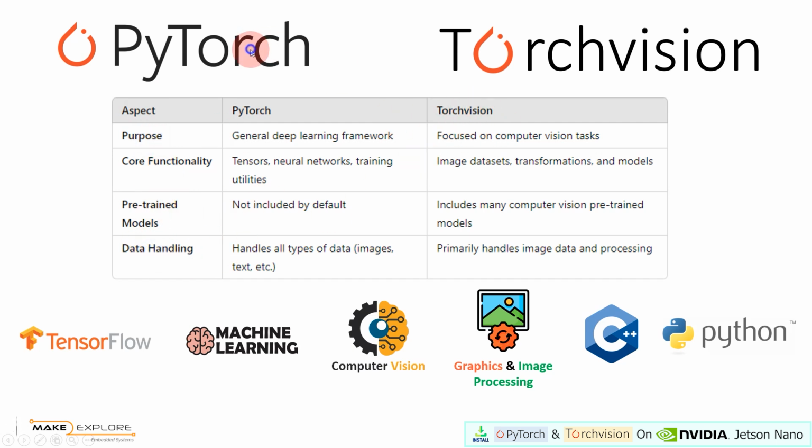Let me explain this in brief. So, Pytorch is a general deep learning framework, whereas Torchvision is focused on vision-based tasks. Pre-trained models are not included in Pytorch by default, but Torchvision includes many computer vision pre-trained models. In a nutshell, while Pytorch is a general-purpose deep learning framework, Torchvision is a specialized library built to make computer vision tasks more manageable within the Pytorch ecosystem.